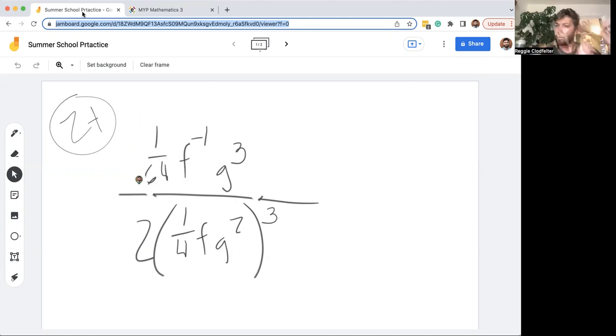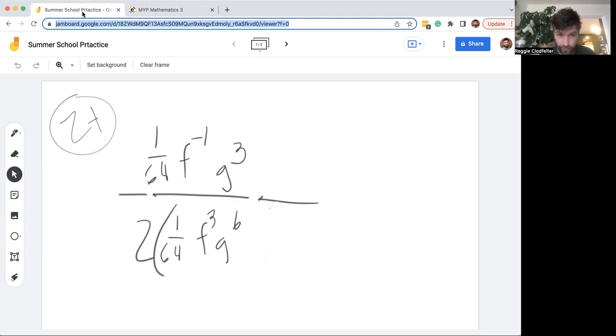And of course, I could move my 64 down. I could move my f to the -1st down, but I'm not going to worry about any of that yet. I'm just going to simplify my denominator, see what happens. Okay, so here I've got 1/4 cubed on the bottom. Well, that's 1/64. Okay, and then I have f to the 1st cubed. So 1 times 3 is 3. So f to the 3rd. And I have g to the 2nd cubed. 2 times 3 is 6. So I have g to the 6th. Boom.